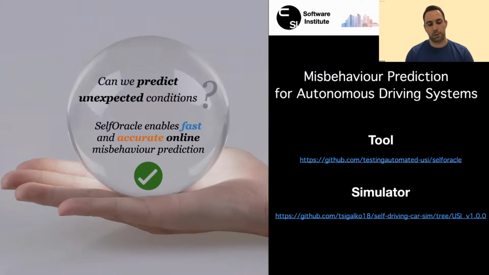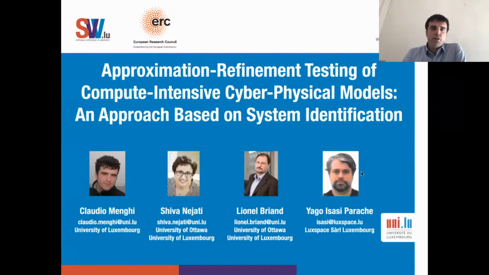Okay, let's move on to the fourth talk in this session. The title is Approximation, Refinement, Testing of Compute-Intensive Cyber-Physical Models, an approach based on system identification. And this talk is presented by Claudio Menghi. Thank you for the introduction. So as mentioned, the title of this work is Approximation, Refinement, Testing of Compute-Intensive Cyber-Physical System Models, an approach based on system identification. I'm Claudio Menghi. This work has been developed in collaboration with Shiva Nejati, Lionel Briand, and Iago Isasi-Poracche.